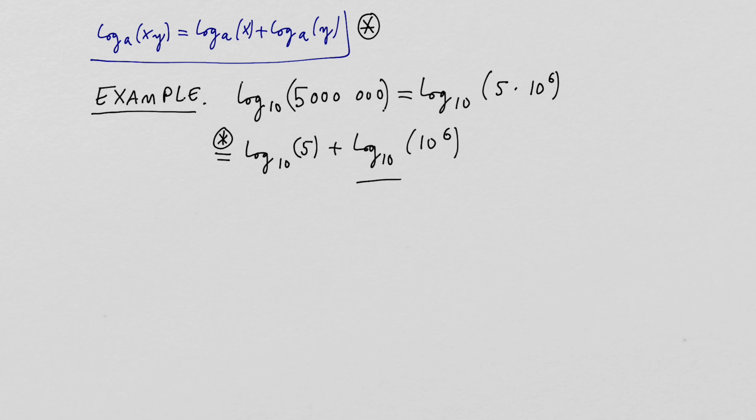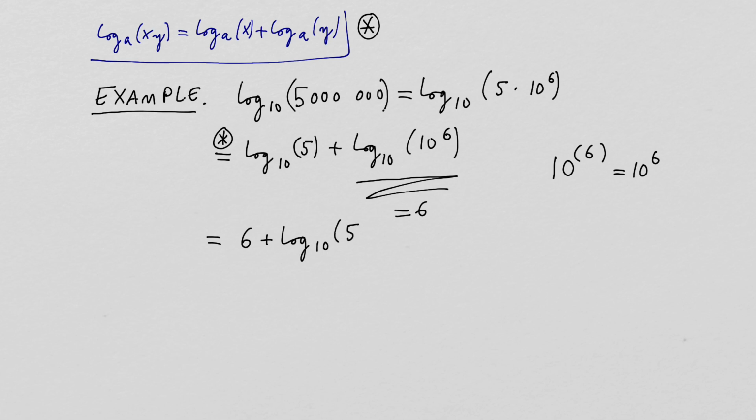Now, what is this number here? To what power should we put 10 to get 10 to the power 6? The answer is 6. Now we can put this number into calculator and calculate the approximate value.